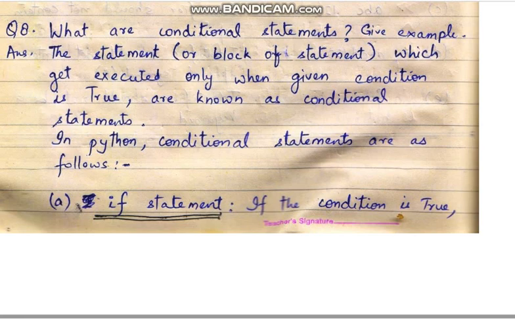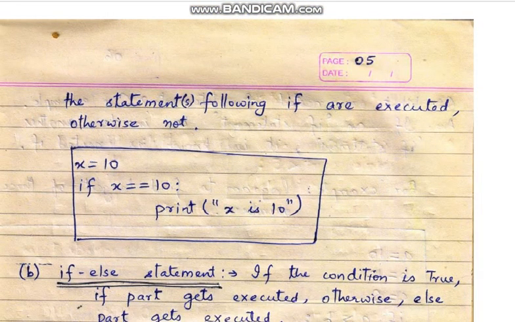In Python, conditional statements are as follows. We have multiple conditional statements in Python. So the very first one is the if statement. What does the if statement do? The syntax is, we have to write if followed by a condition followed by a colon followed by the block of statements, and when that particular condition becomes true, it executes the block of statements following that if statement. So we have to write like this: if the condition is true, the statement or statements following if are executed, otherwise not. So let us take an example.